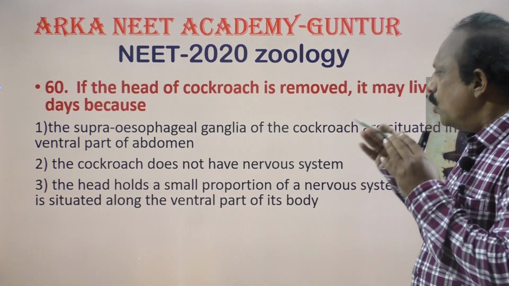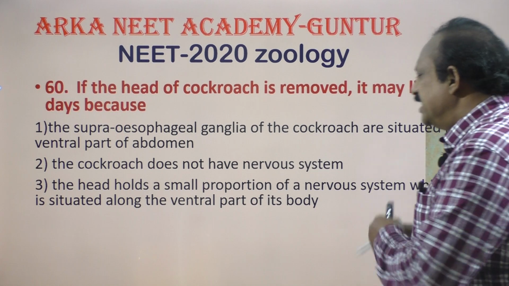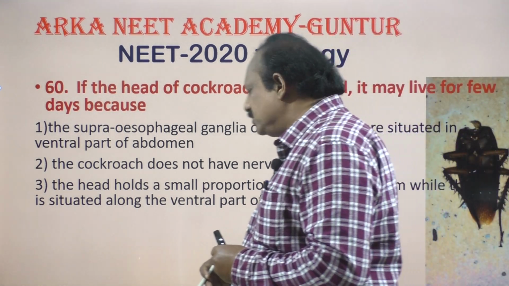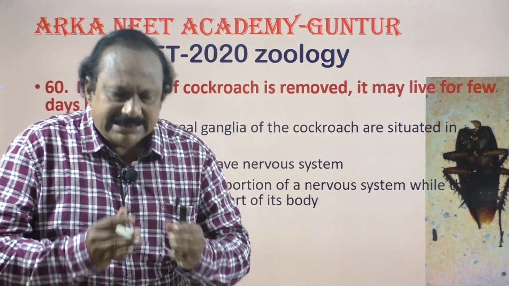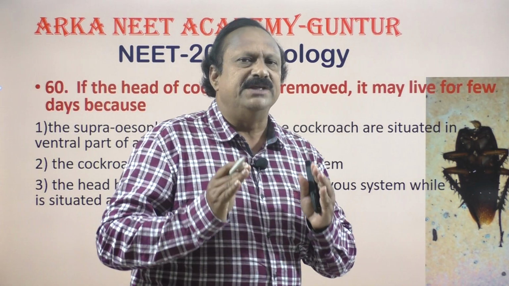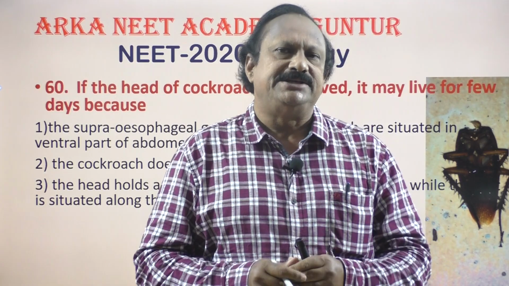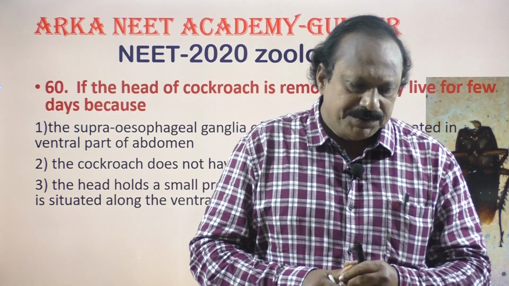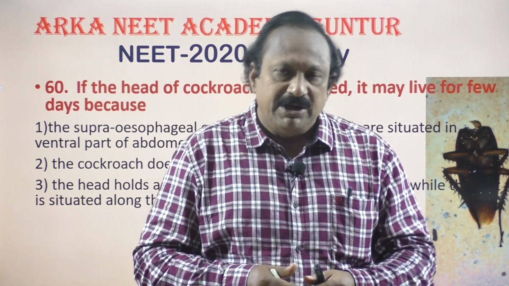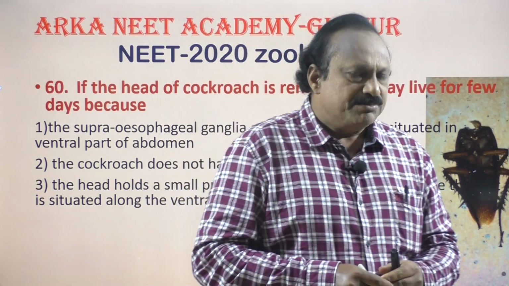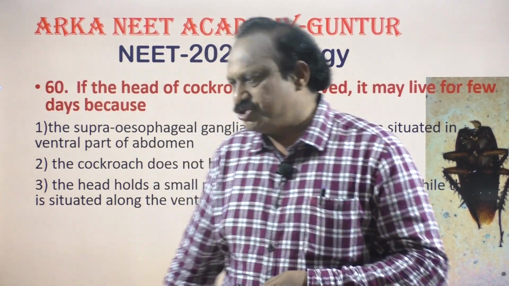The head holds a small proportion of the nervous system while the major portion is situated along the ventral part of its body. This is the correct option. A small part of the nervous system is in the head and the major part lies on the ventral side of the thorax and the abdomen. That is why when the head is cut off, the animal is able to survive for some time. It dies because of the lack of food and energy.